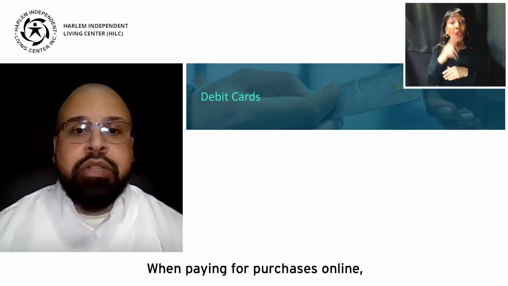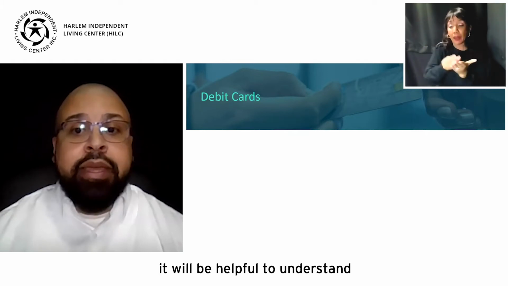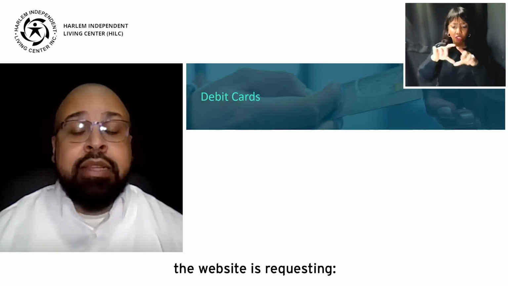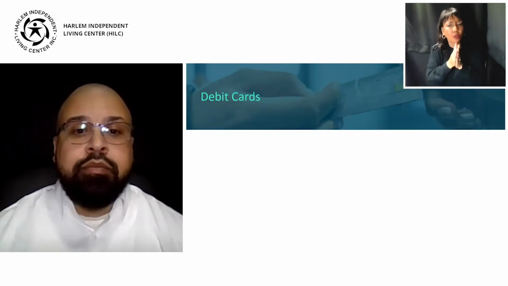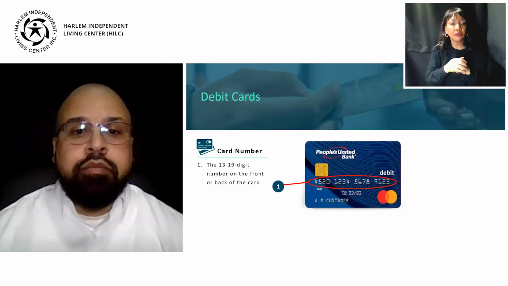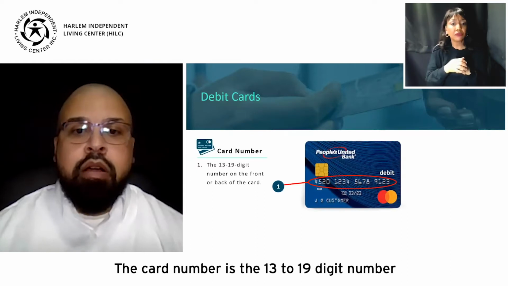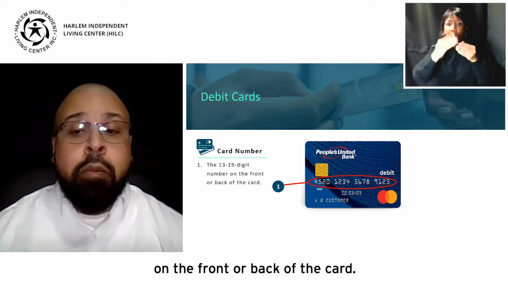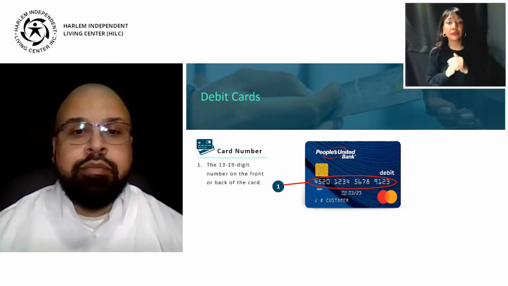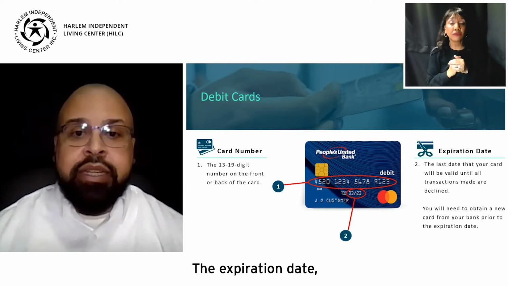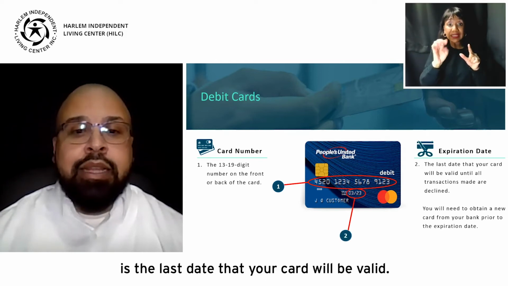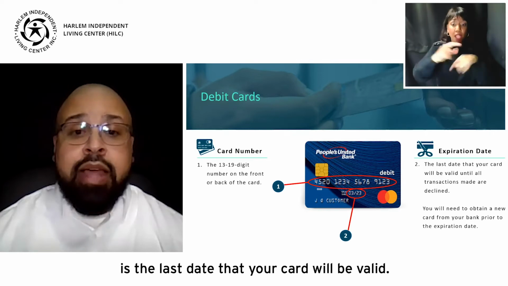When paying for purchases online, it will be helpful to understand what information the website is requesting from your debit card. An example of a debit card appears with its bank account and expiration date numbers highlighted. The card number is the 13 to 19-digit number on the front or back of the card. The expiration date, which may be printed on the front or the back of the card, is the last date that your card will be valid.